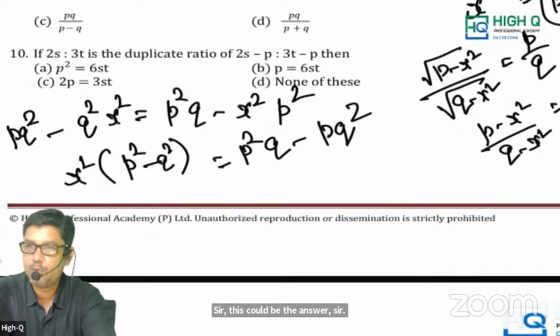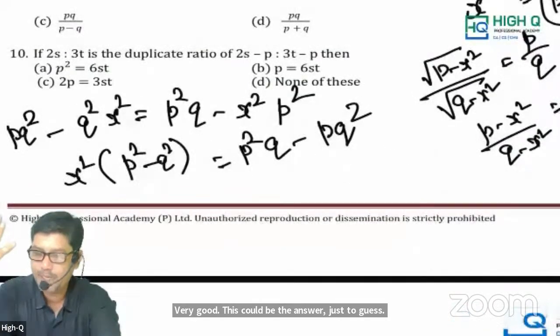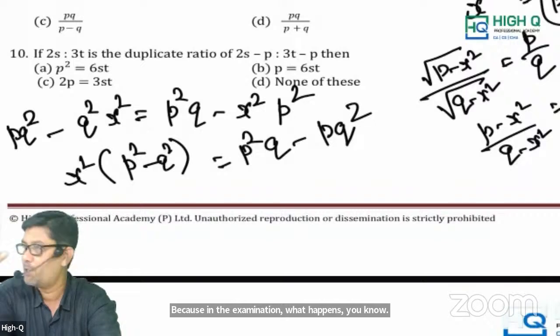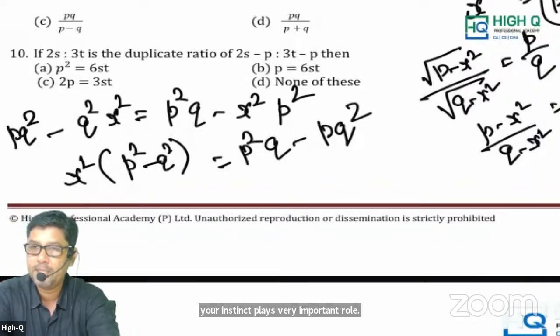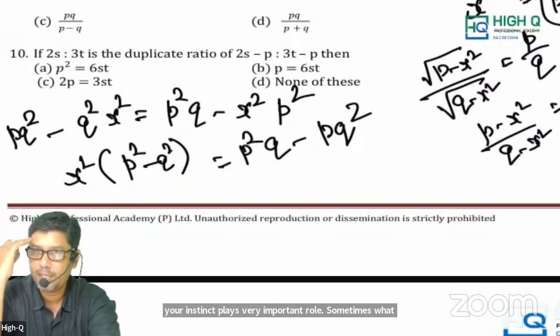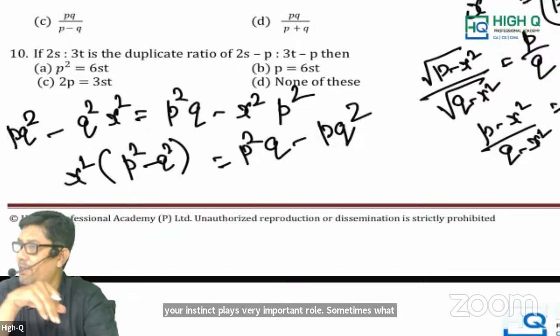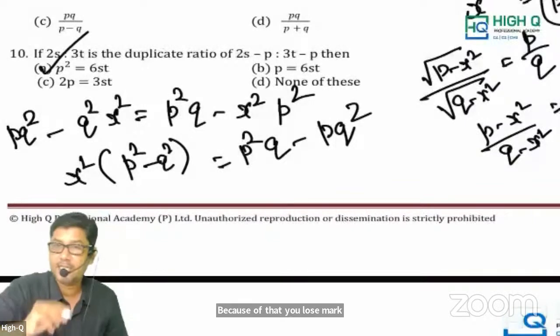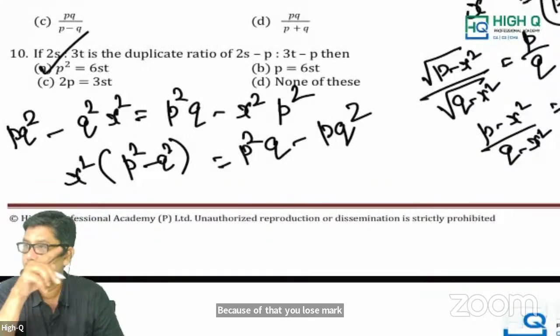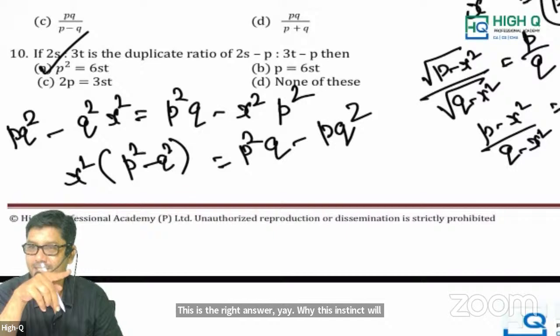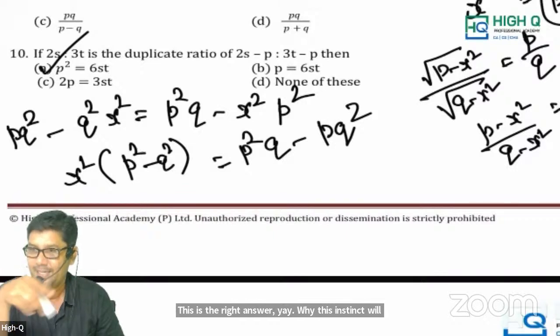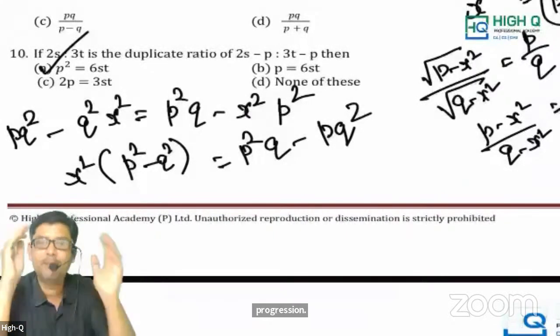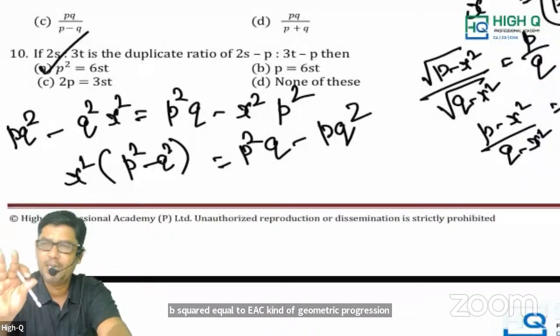Because in the examination, your instinct plays a very important role. Sometimes this instinct will come, but most of you don't believe it. Because of that, you lose marks. But this is the right answer. Why will this instinct come? This looks like a geometric progression, B square equal to AC kind of geometric progression. This will come in your mind. If it comes, better you believe it.